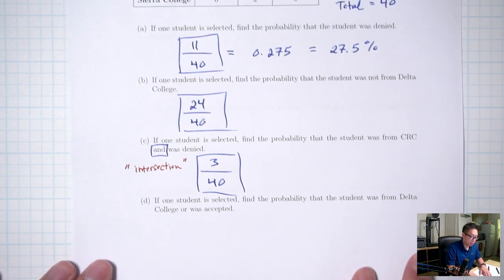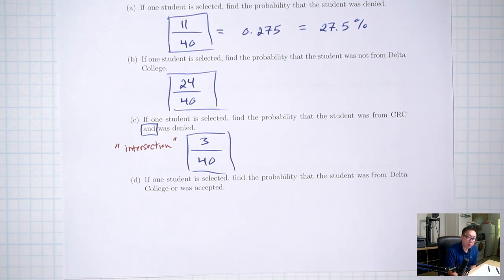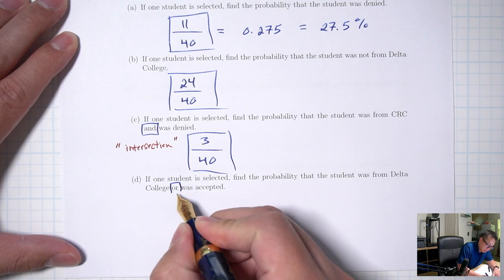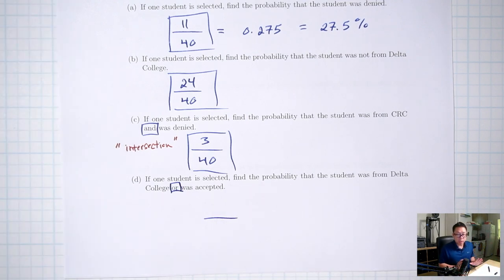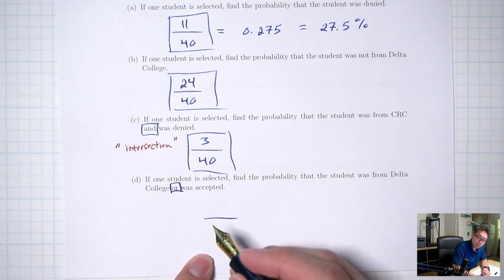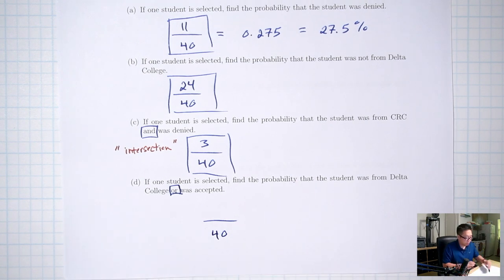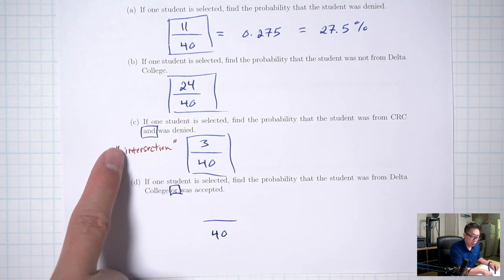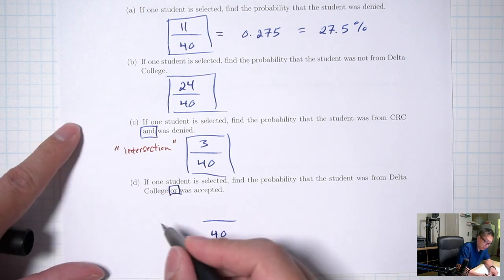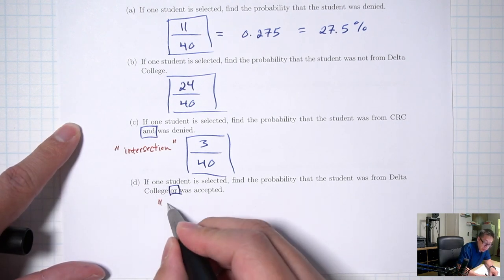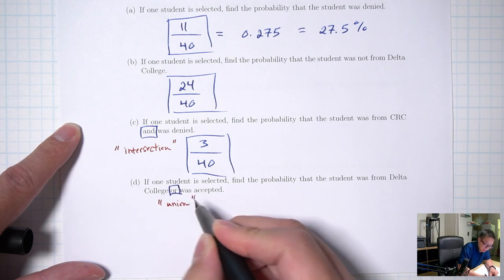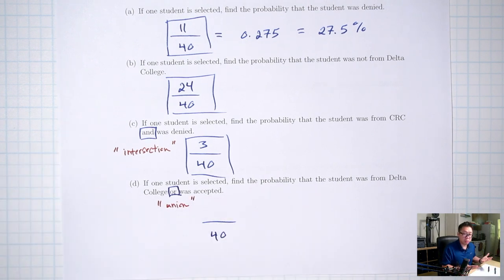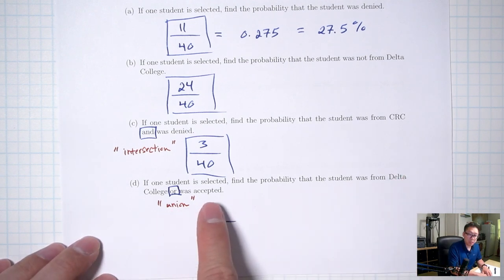Okay, intersection. Part D, if one student is selected, find a probability that the student was from Delta College or was accepted. Keyword here is the word or. The bottom, still the same, everybody, which is the 40. The top. If and corresponds to intersection, or corresponds to union. And union, remember, is we're taking the two sets and combining them to get a bigger set. Okay, so here I want delta union accepted.